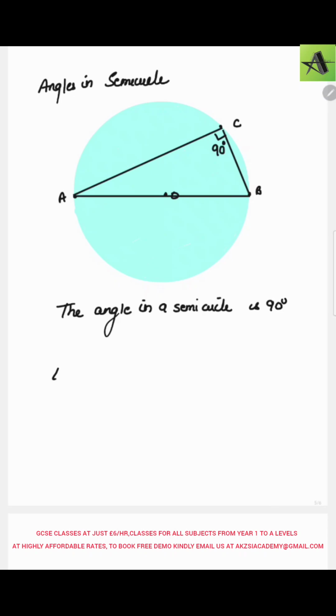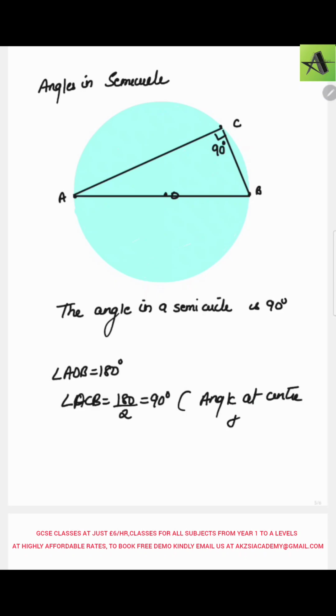Let's say angle AOB is 180 degrees, because we know the angle on a straight line is always 180 degrees. So if AOB is 180, then angle ACB is going to be half of angle AOB, which is half of 180, that is 90. Why? By the same angle at center theorem. Write down the whole statement. If this is 180, it's going to be half of it, because angle at the center is always twice that at the circumference. So basically that's it for today.